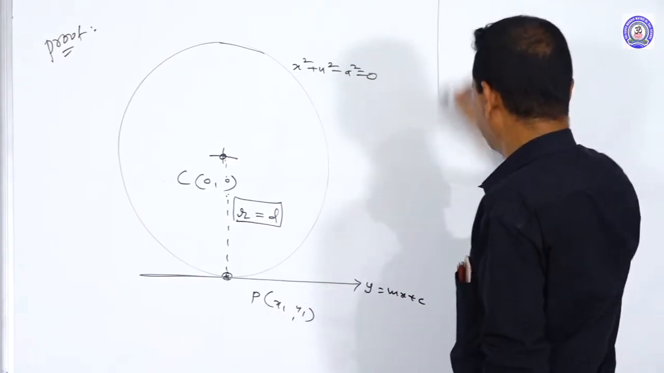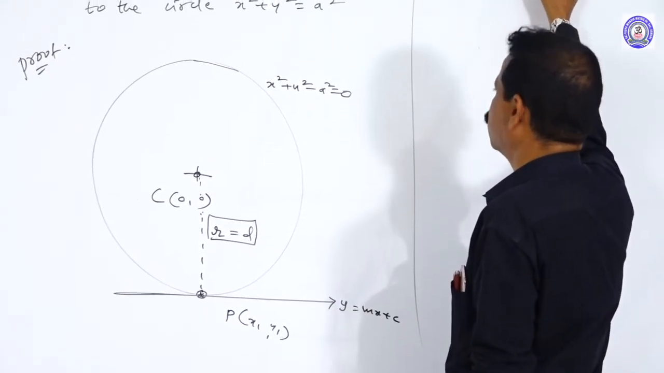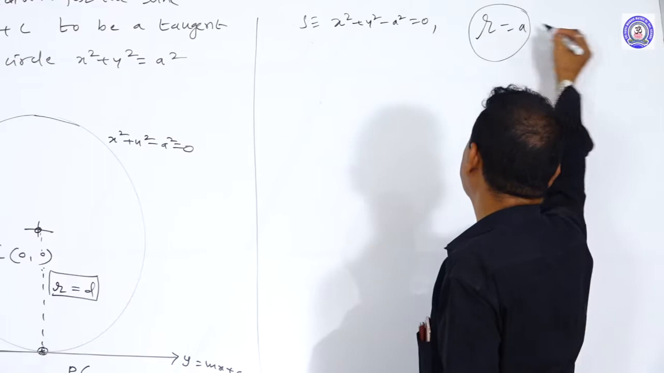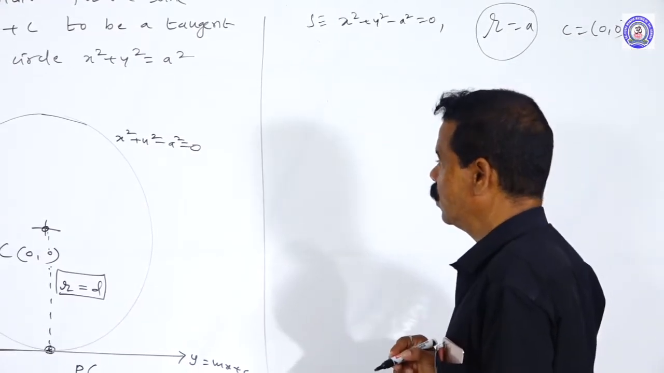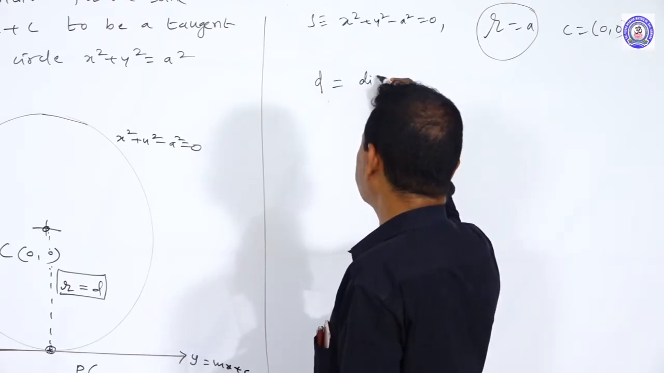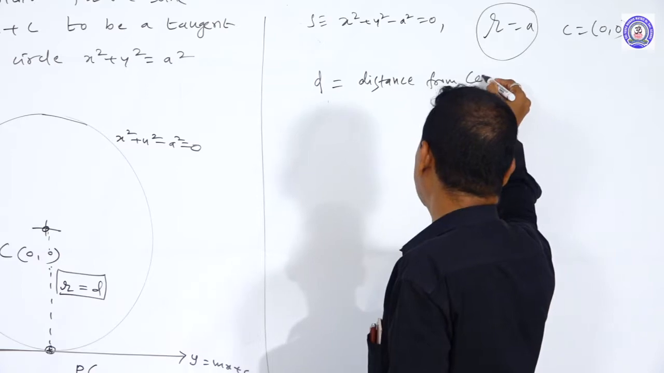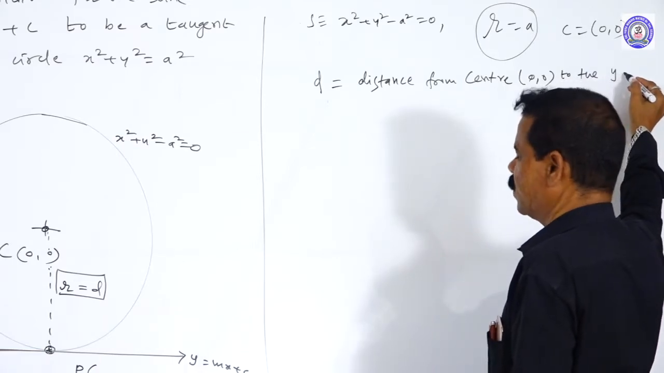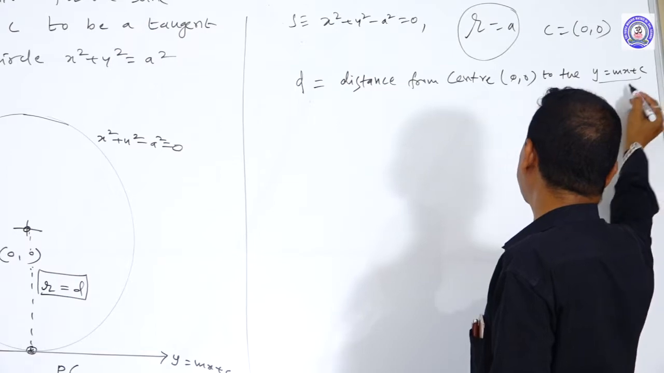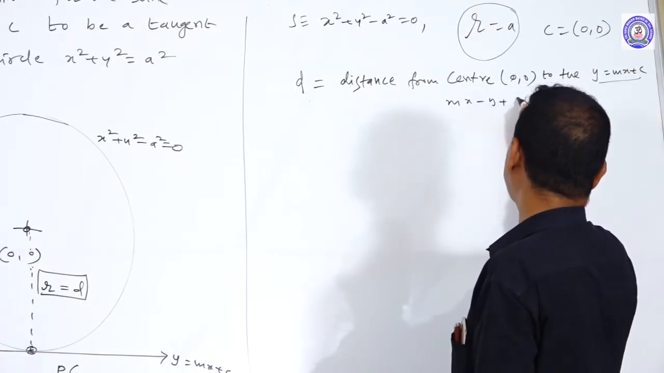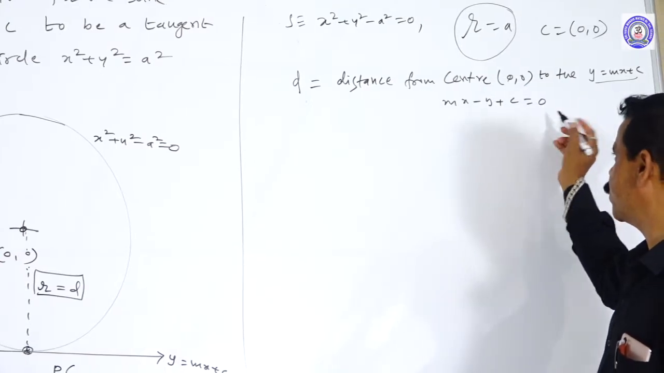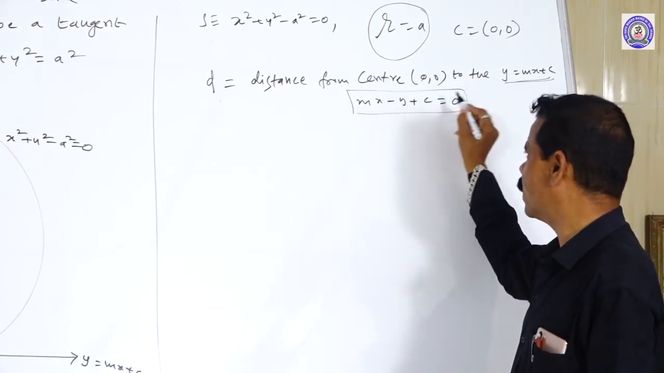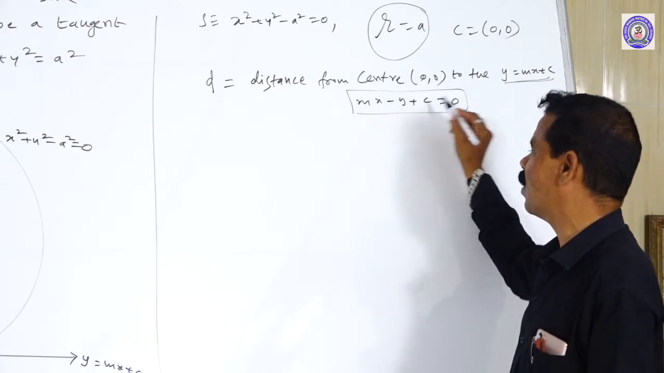So here r = a. Given the circle equation x² + y² − a² = 0, the radius is a and the center is (0, 0). For the distance d from the center (0, 0) to the line y = mx + c, we write it in another form, mx − y + c = 0. Converting to the general form ax + by + c = 0, here a is m, b is −1, and the constant is c.